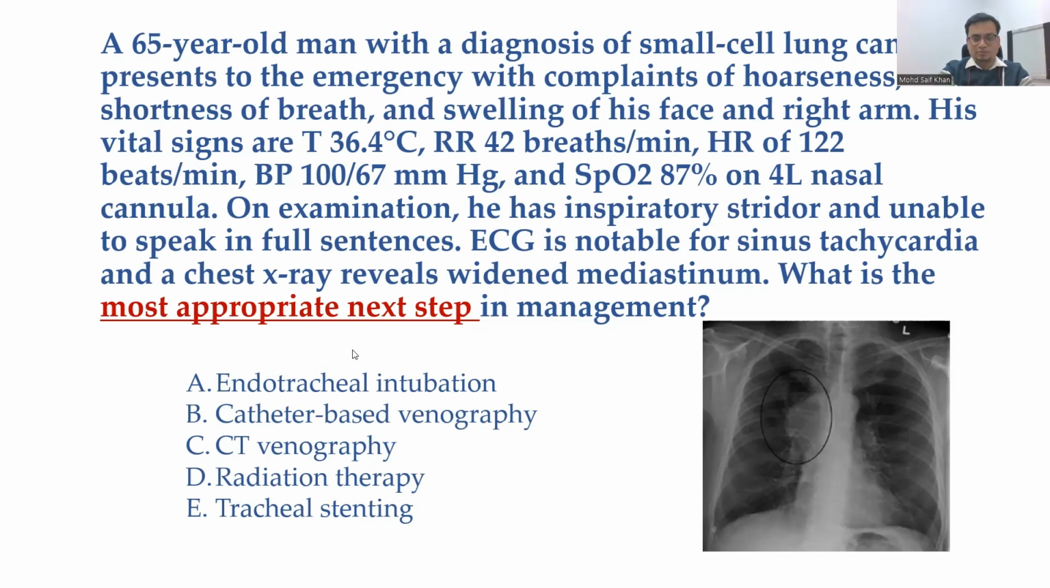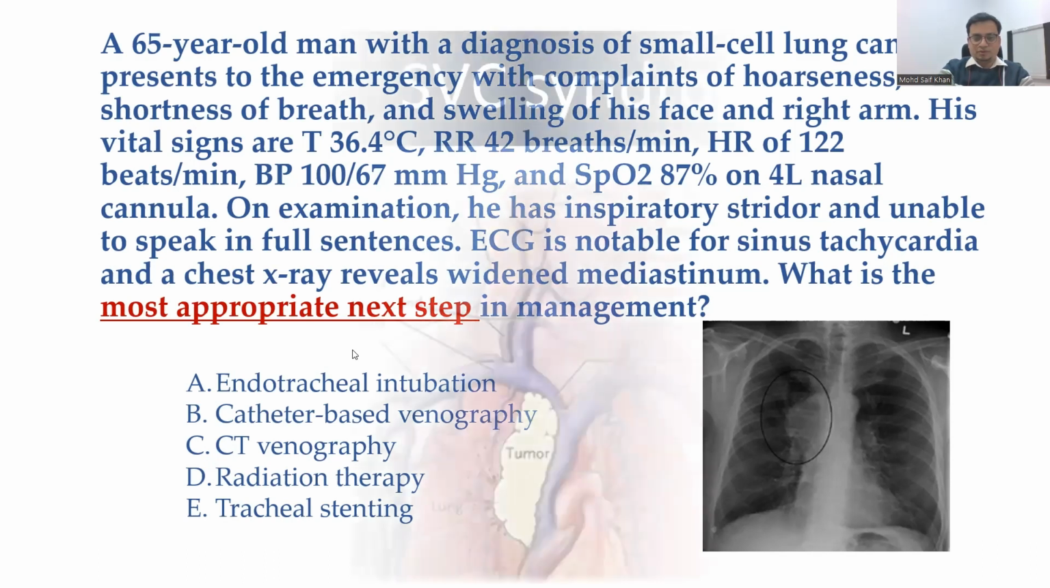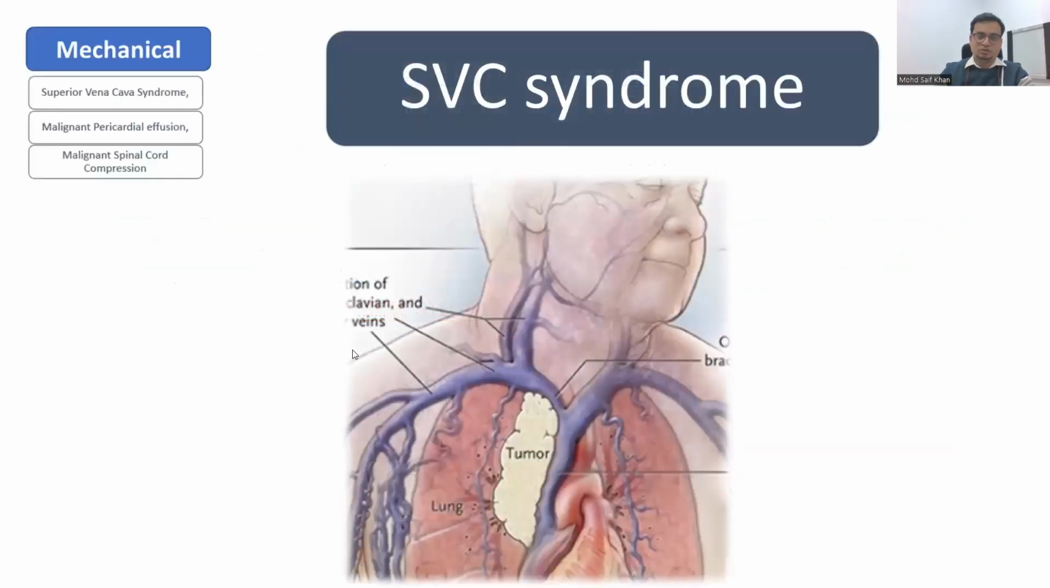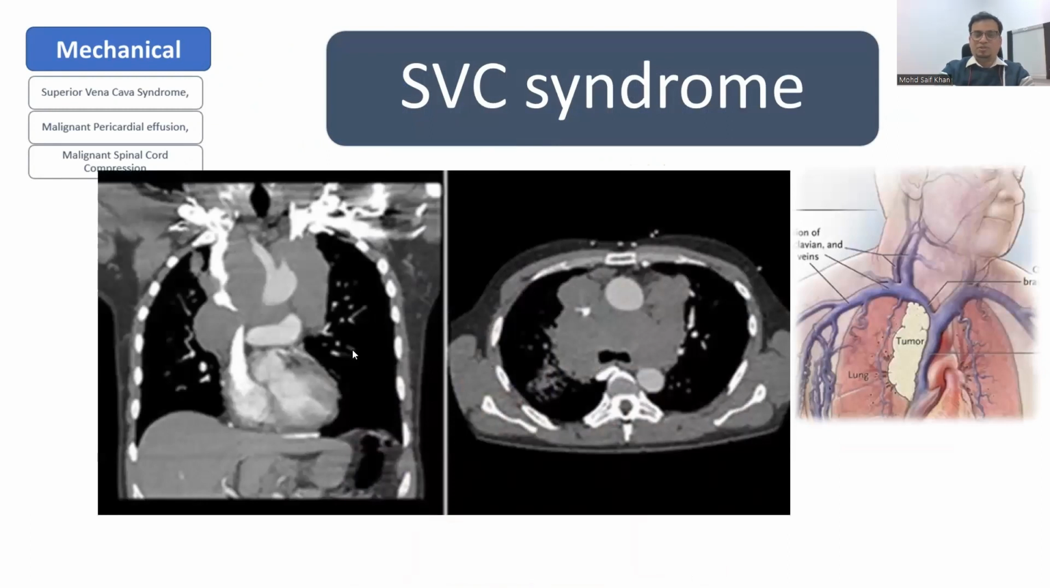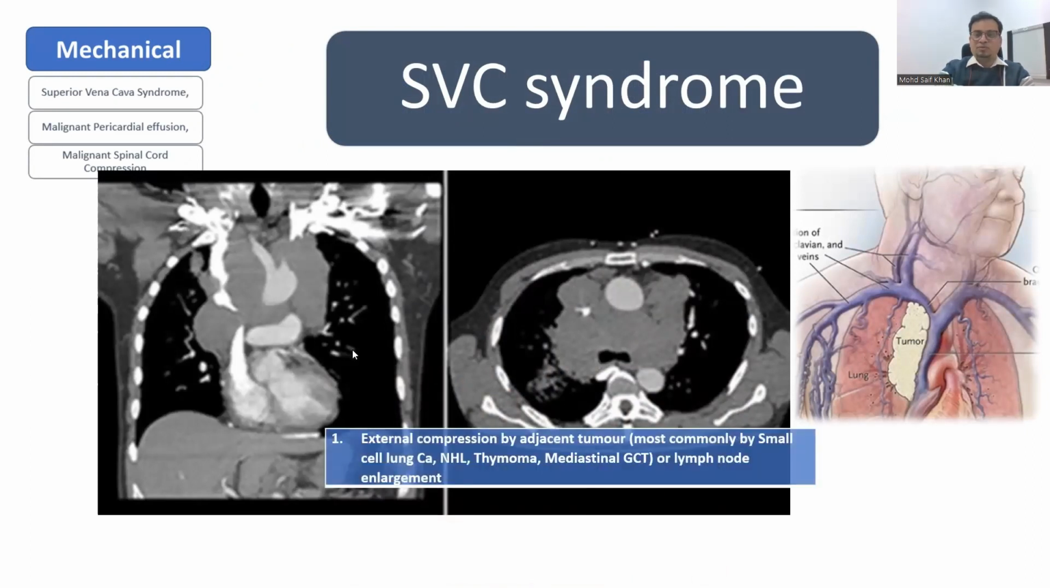is clear here that this patient is a case of SVC syndrome. So this is the first mechanical disease related emergency we are going to discuss today, and which occurs due to complete or partial occlusion of the superior vena cava, which is one of the major veins coming out of the heart. And the most common reason is the external compression by adjacent tumors, most commonly by small cell lung cancer.